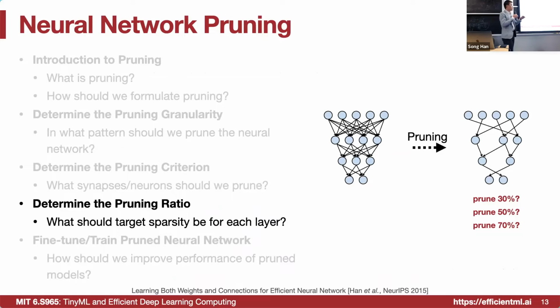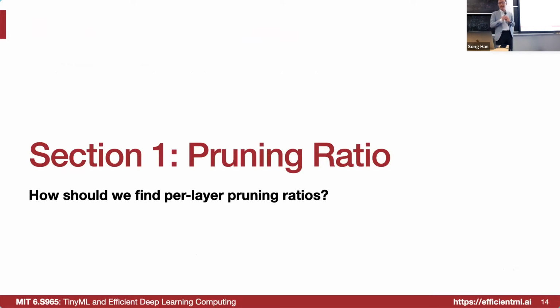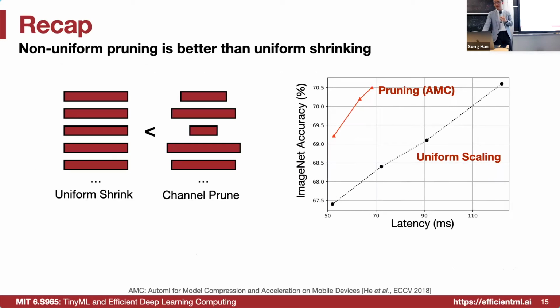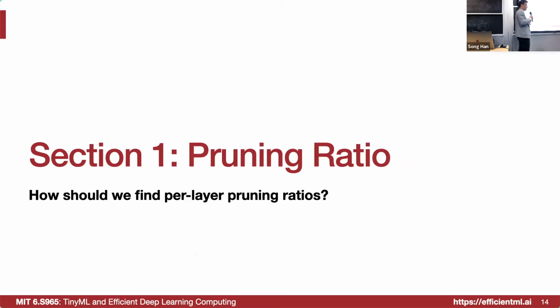So now let's switch gear to a new chapter, determining the pruning ratio. What would be the sparsity for each layer, and how do we select the sparsity? So let's brainstorm a little bit. Given a deep neural network, the shallower layers interact with the low-level features, finding the edges, the corners, and deeper layers are finding more abstract information. Which layer do you think has more redundancy, the shallower layers or the deeper layers?